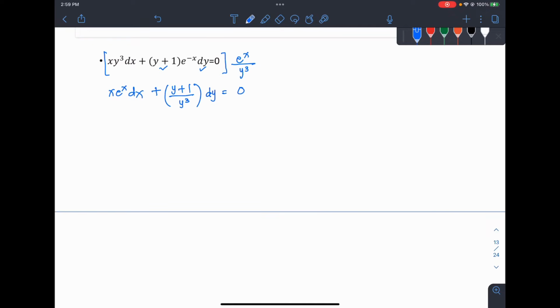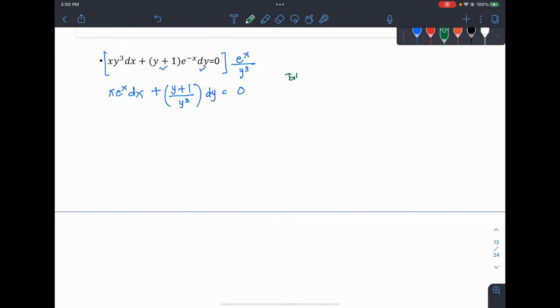So what is good? We were now able to separate x from y. Okay, so the first term, x e^x dx, is all function of x. And then the second term is all function of y. But how do we integrate? So we have a product of algebraic and exponential. Right. So the easiest way to do that one is through tabular method.